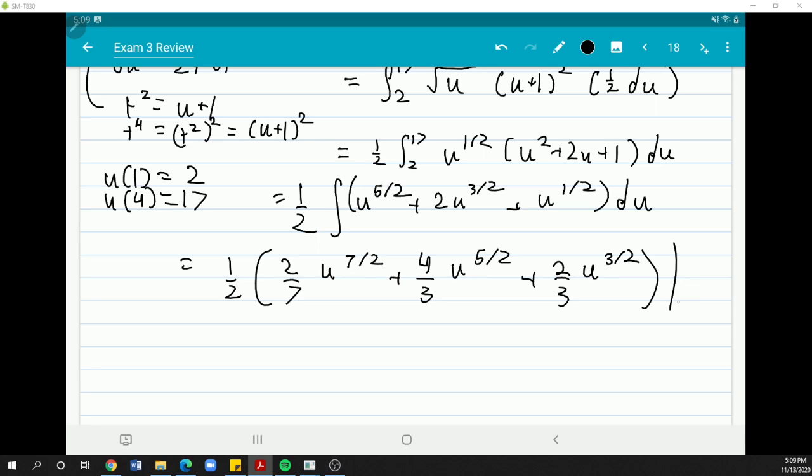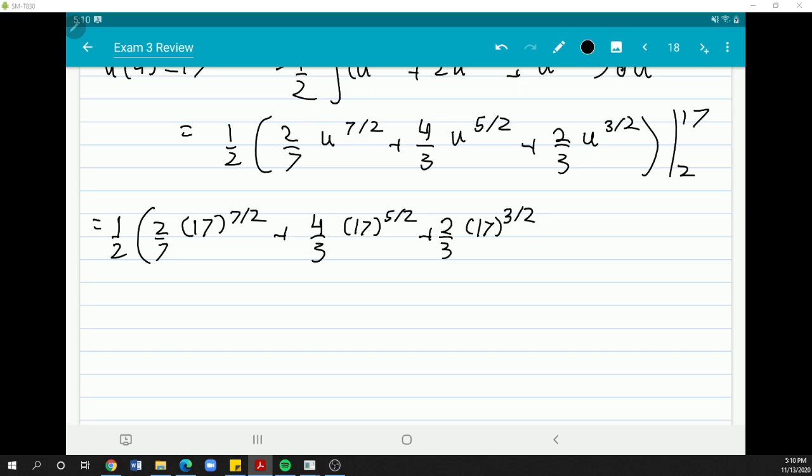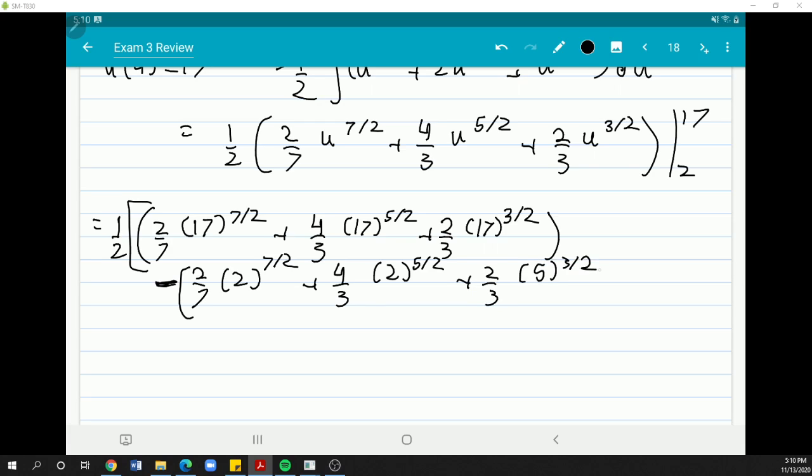Evaluate that from 2 to 17. Neither of these are nice numbers, so I'm just going to have to leave them in terms of rationals. So this is 1/2 times 2 over 7, 17 to the 7/2 plus 4/3, 17 to the 5/2 plus 2/3, 17 to the 3/2 minus 2/7, 2 to the 7/2 plus 4/3, 2 to the 5/2 plus 2/3, 2 to the 3/2.